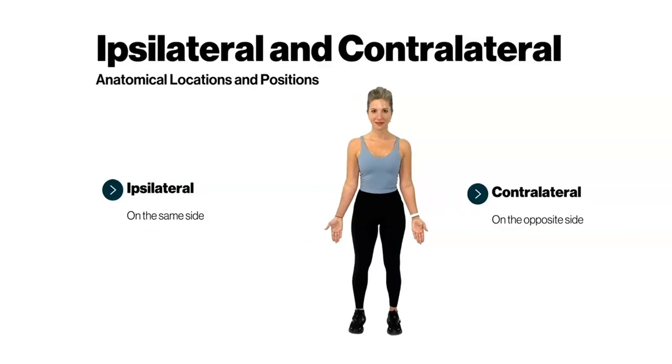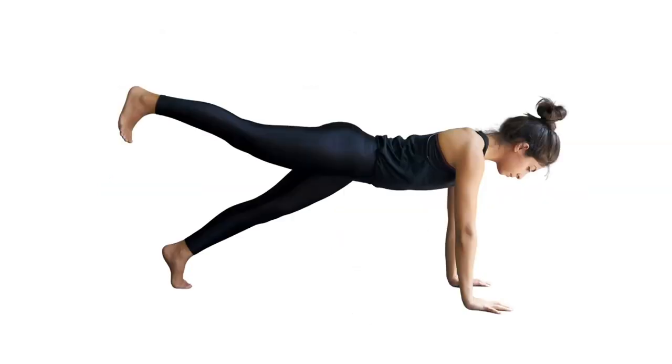Other commonly used directional terms include ipsilateral, meaning on the same side, and contralateral, meaning on the opposite side. For example, in this position, if I ask you to raise your ipsilateral arm, which arm will be raised? The right or the left? What do you think? If you said the right, you are correct.